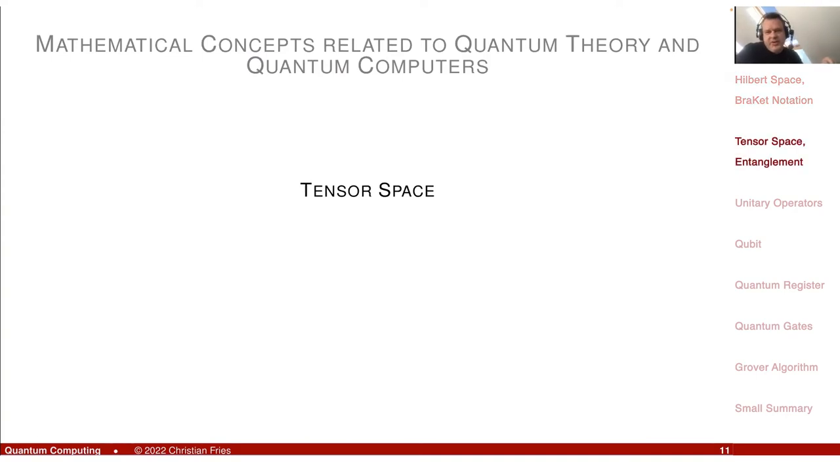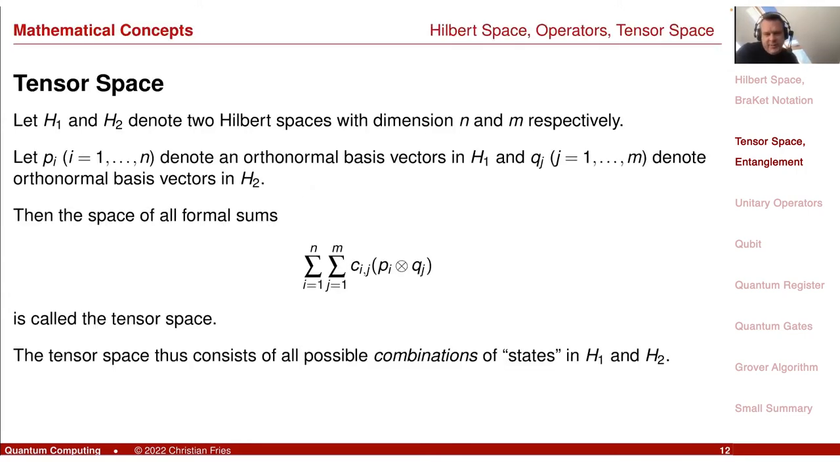So next important concept which we need is the tensor space. If I have two Hilbert spaces, they could be at the moment n and m dimensional. So let's call these spaces H1 and H2. So they are two Hilbert spaces. The first one has dimension n and the second one has dimension m. Then I can take two orthonormal bases in these spaces. So let's call the basis in H1 p_i and the basis in H2 q_j. Okay.